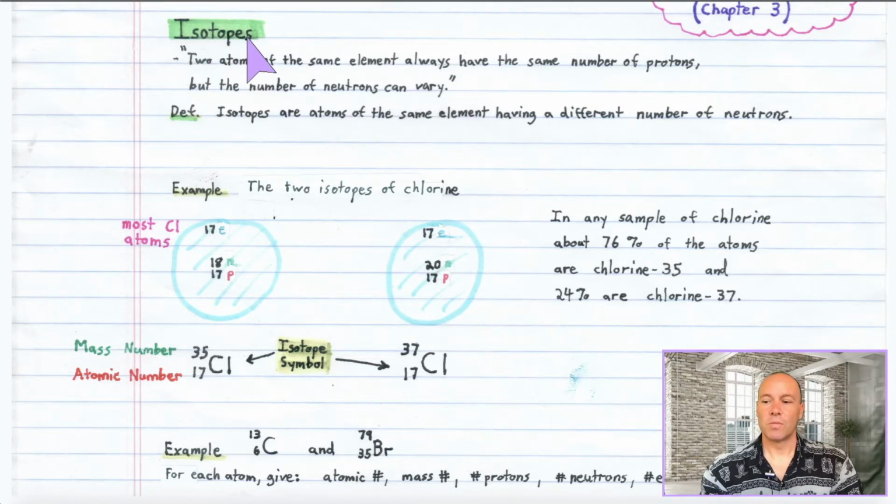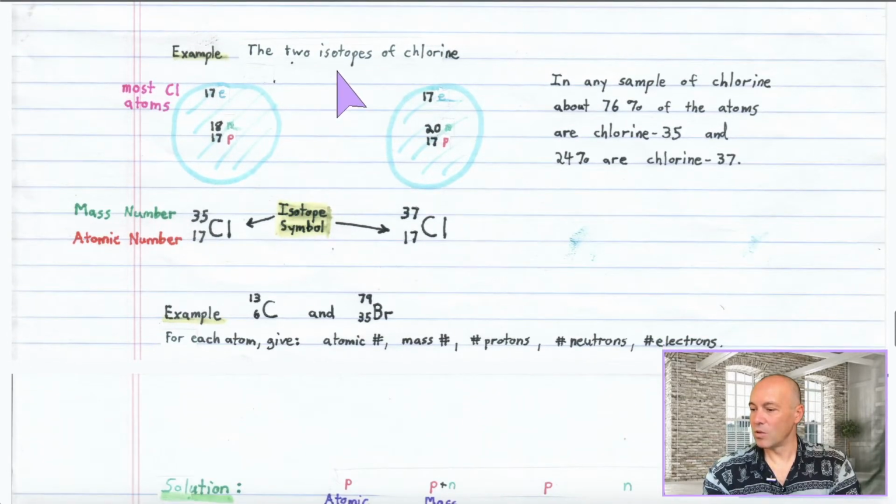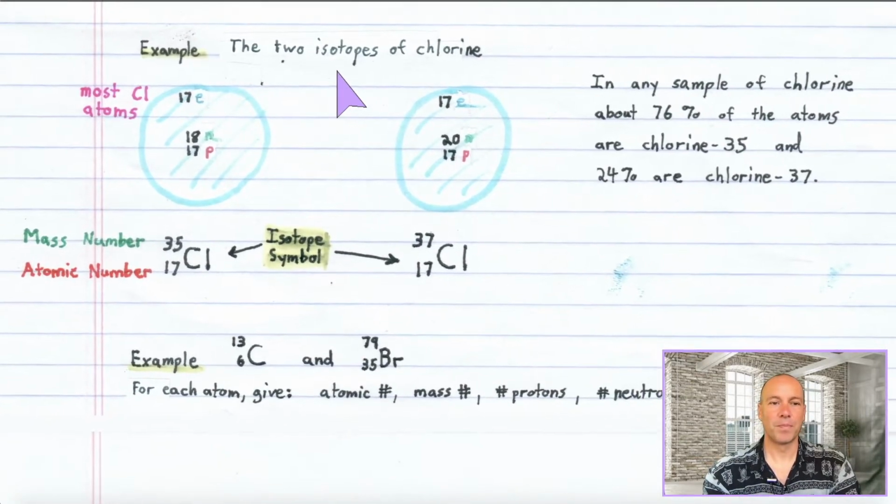These are called isotopes. So isotopes, as explained by the author, I've quoted Janice Smith's definition or description. 2 atoms of the same element always have the same number of protons, but the number of neutrons can vary. Here's the definition of isotopes. Isotopes are atoms of the same element having a different number of neutrons. This is an example right here of the 2 isotopes of chlorine.